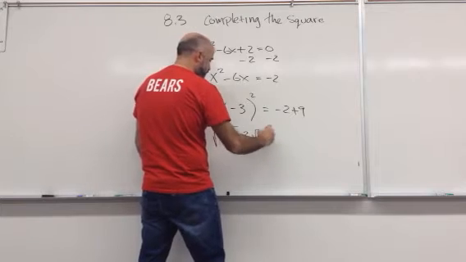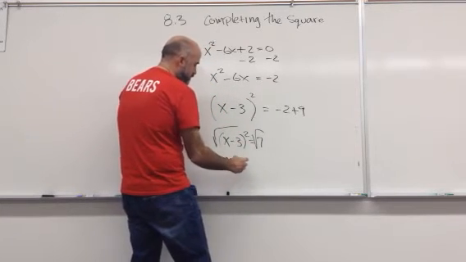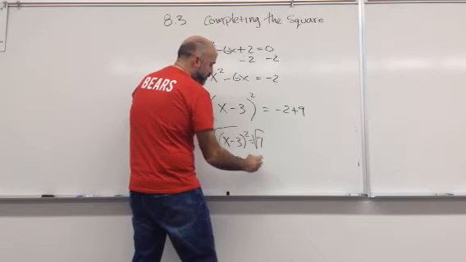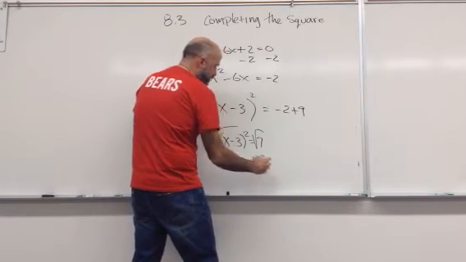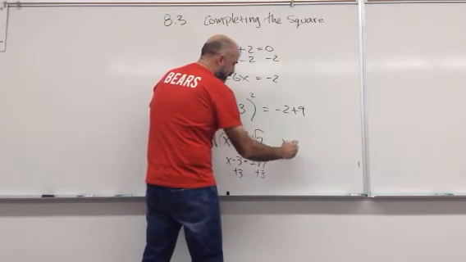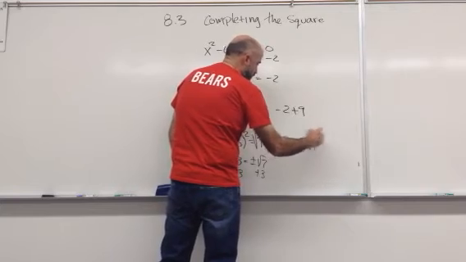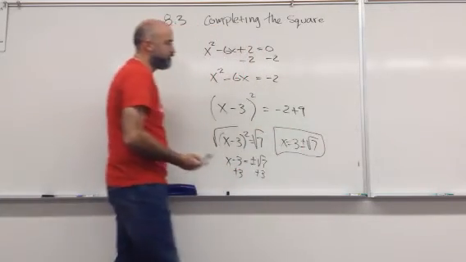Square root both sides. X minus 3 equals, and remember, plus or minus the square root of 7. Add 3 to both sides. And x equals 3 plus or minus the square root of 7. And that's the answer.